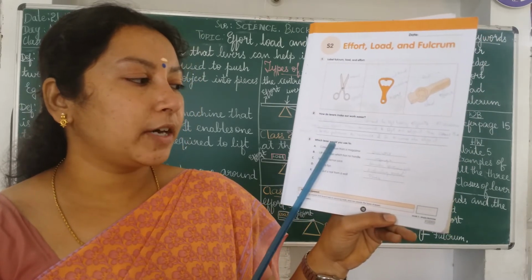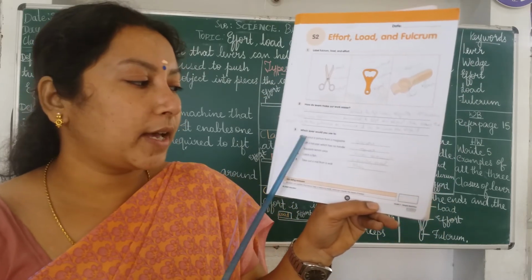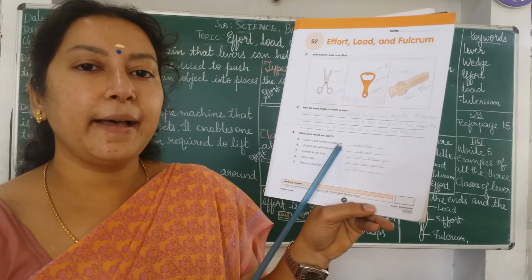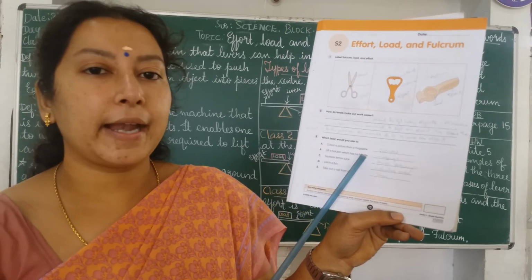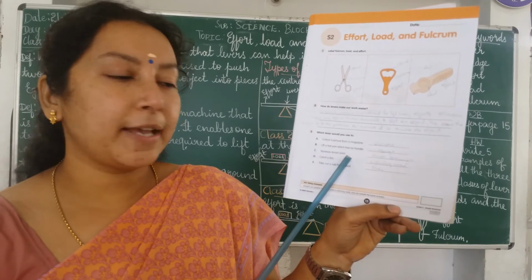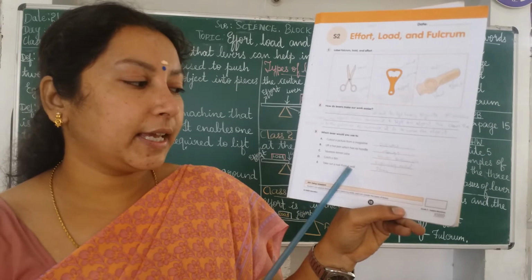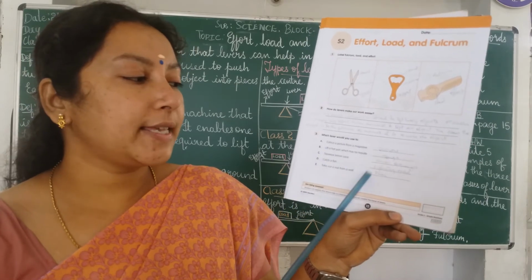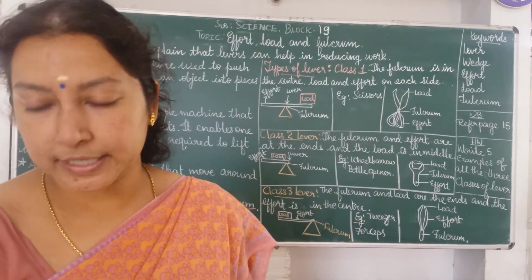Third one, which lever would you use for the following activities? First one, cut out a picture from a magazine. Lift a hot pan with no handle. Squeeze lemon juice. Catch a fish. Take out a nail from a wall. For all these activities, what type of lever will you use? You have to write it here.